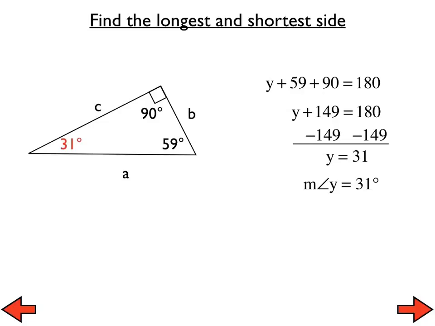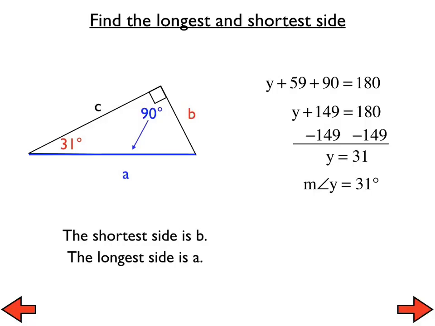So now that we have all three angles, which one's the smallest angle? 31. 31's the smallest, so what's the shortest? Side B. Which one's the biggest angle? Side A. Biggest angle. How many degrees? 90 degrees is the biggest one. So what is the longest side? Side A. Okay, any questions about how to do this?